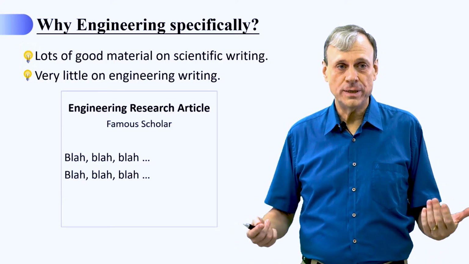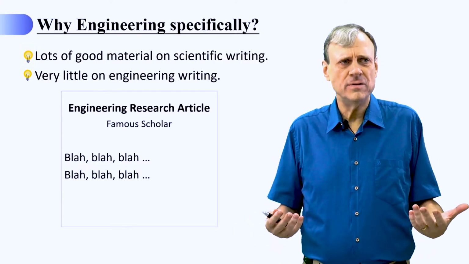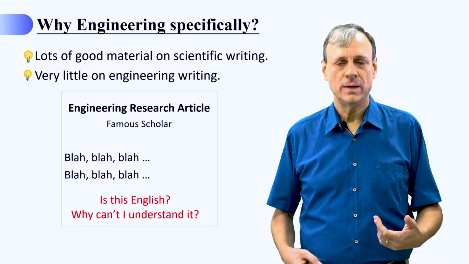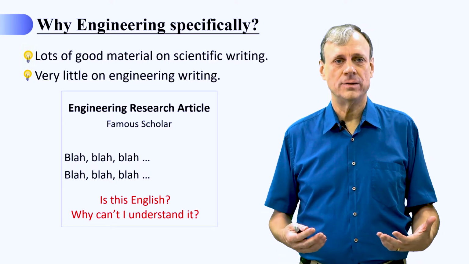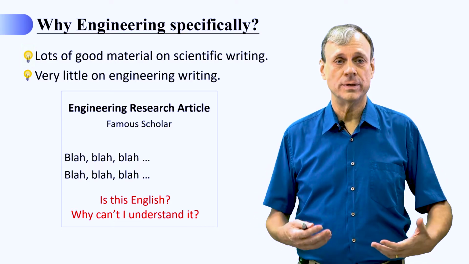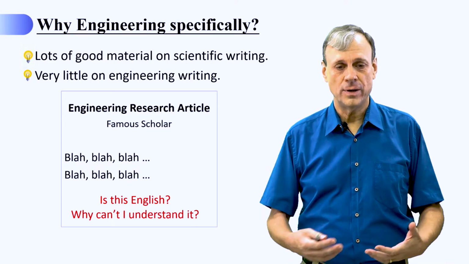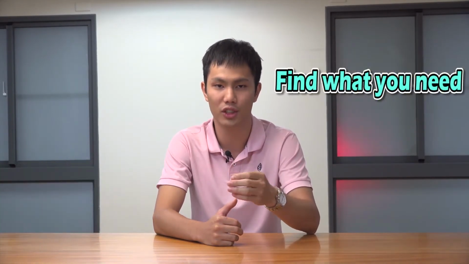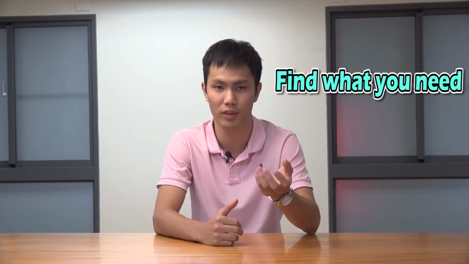When you're reading an engineering research article, even if it's by a famous scholar, you may find it very difficult to read and wonder why you can't understand it. That's what we're going to learn in the first part of this course: how to understand and read a research article effectively. Once you understand the structure of a research article, you don't have to read it from start to end because you know where you can find your needs, such as contribution or experiment result.